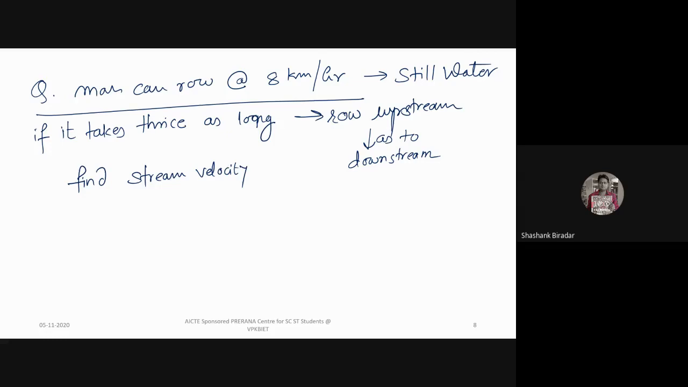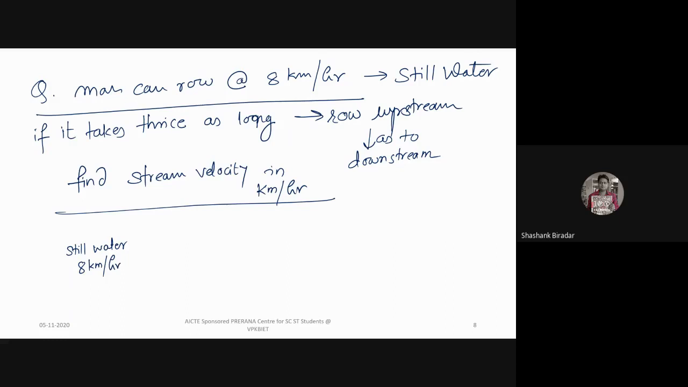Okay, stream velocity in kilometer per hour. So the problem is asked for 2 marks. What you have to do is: in still water, a man can row at a speed of 8 kilometers per hour.